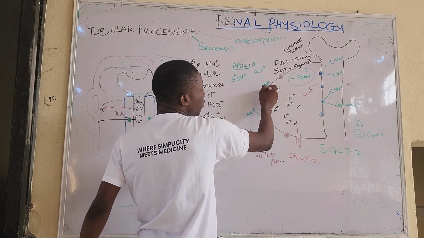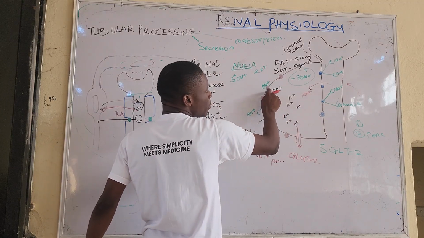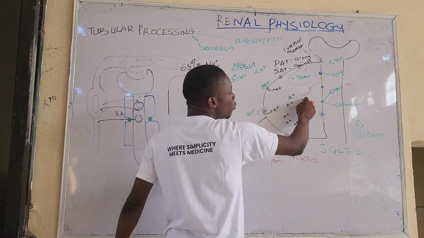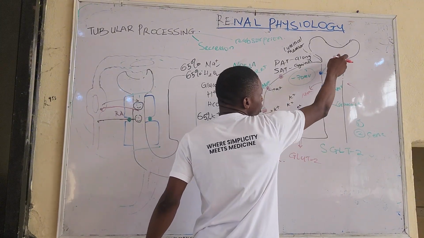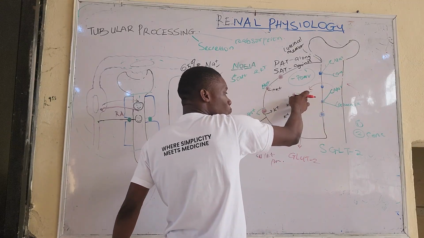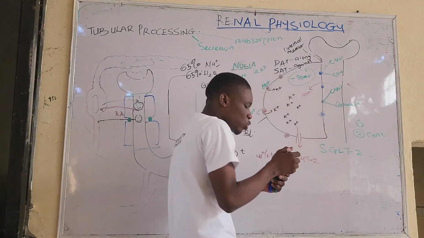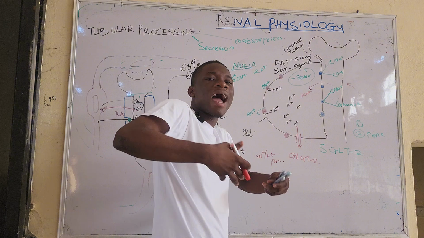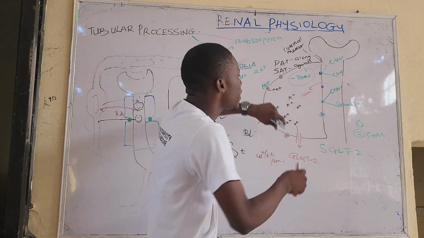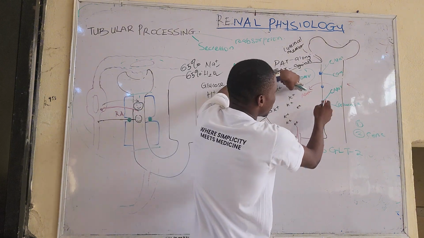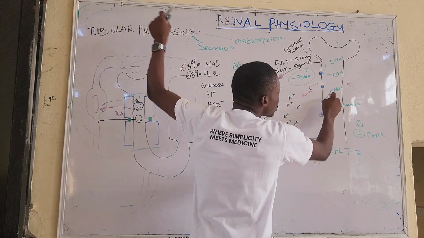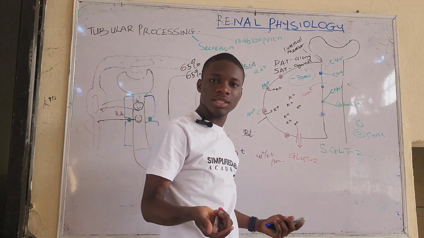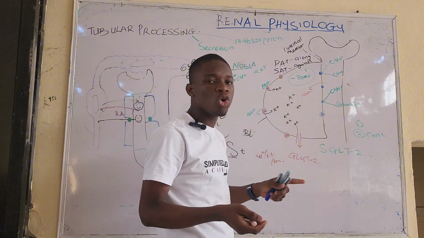If you block this pump, sodium cannot be pumped out of the cell and will accumulate in this place. If sodium is accumulated, sodium in this tube cannot move into the PCT. Why? Because just like osmosis or diffusion, substances move from a region of high concentration to a region of low concentration. If sodium is already at high concentration, substances cannot move from here to here. Substances will rather move from this place to this place because of the concentration gradient. Is it clear? So that's why this pump has to always work.